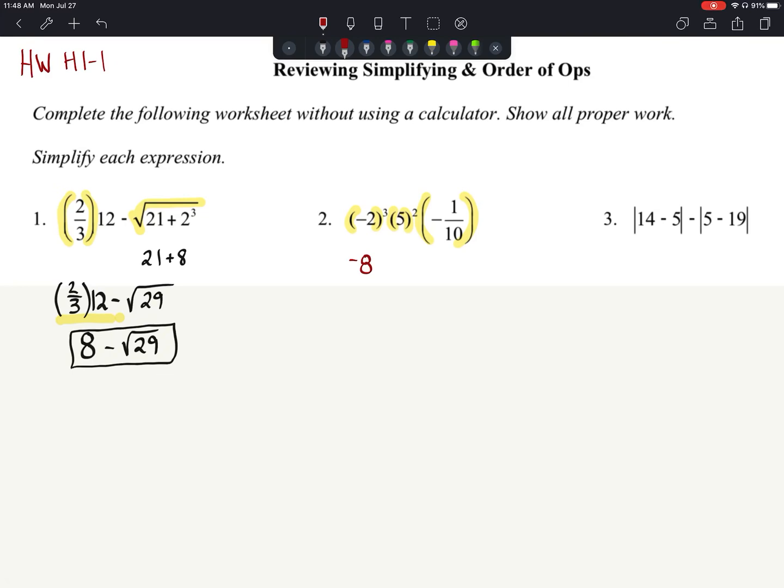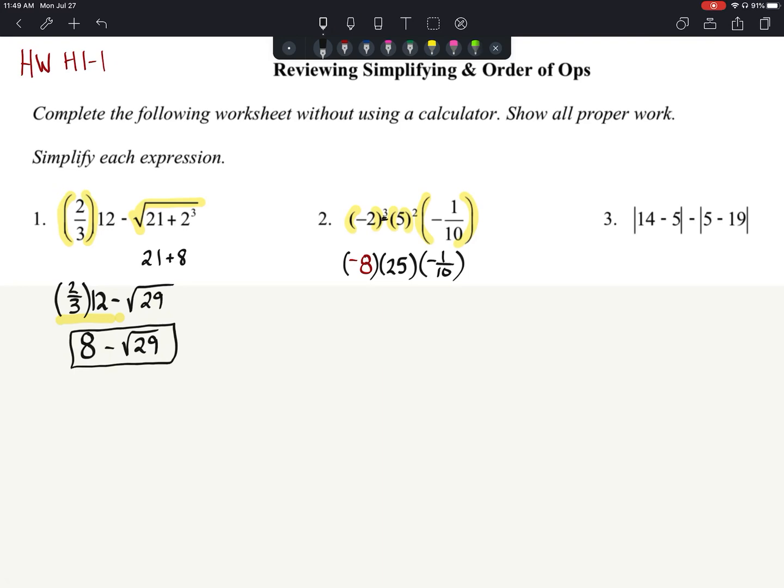And make sure it's negative, because when you multiply a negative times itself an odd number of times, it's going to give you a negative. And you can put parentheses around it if you want. You don't have to. But we have -8 times, and then 5 squared is 25. And -1/10 there, we'll just leave it alone for the moment.